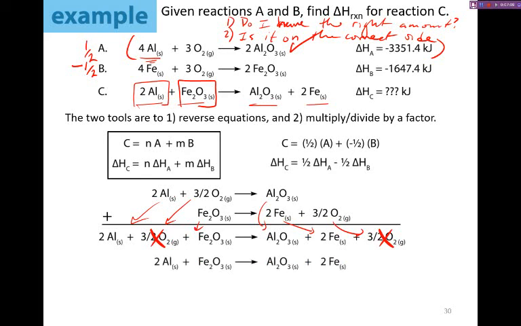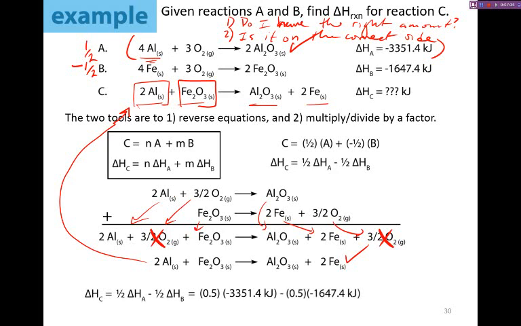We rewrite the equation and verify that it matches the desired reaction, which it does. At that point, now we can take and manipulate the enthalpies of reaction as well. 1/2 of the enthalpy for A minus 1/2 of the enthalpy for B gets us an enthalpy for the total reaction, which is negative 852 kilojoules.